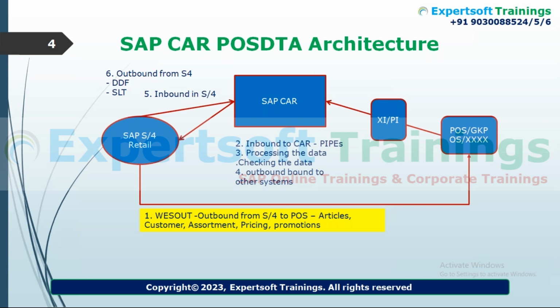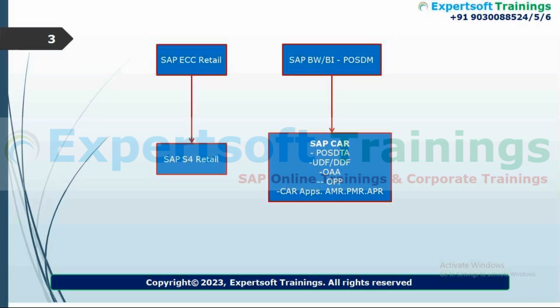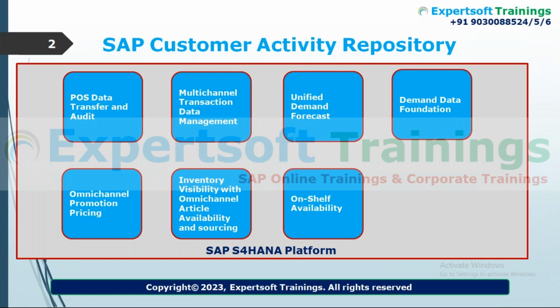In our course, I will give you the topics list. First is POS DTA, then UDF, DDF, then OAA, OPP, then some application bundles like AMR, APR, MPR. There are many components and applications in the CAR system, but we will learn those mostly used in business and mostly asked in interviews. We will check them in the system in detail, deep dive, and see the configs, input, and output.